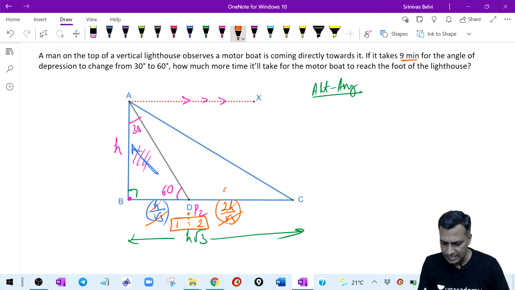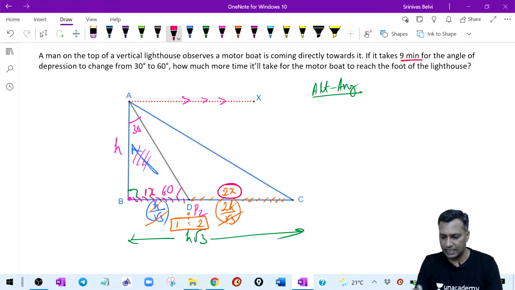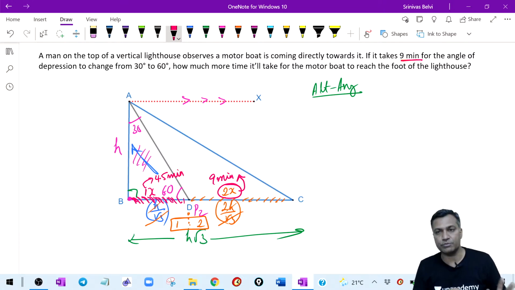1:2. If I say this distance was 2x units, this distance is going to be 1x unit. How much time did it take to travel 2x units? 9 minutes, because the angle changed from 30 degrees to 60 degrees in 9 minutes. To travel 2x, this fellow takes 9 minutes. Therefore, to travel 1x distance, that is this hashed line, how much time? Half of that time, 4.5 minutes, which becomes your answer.